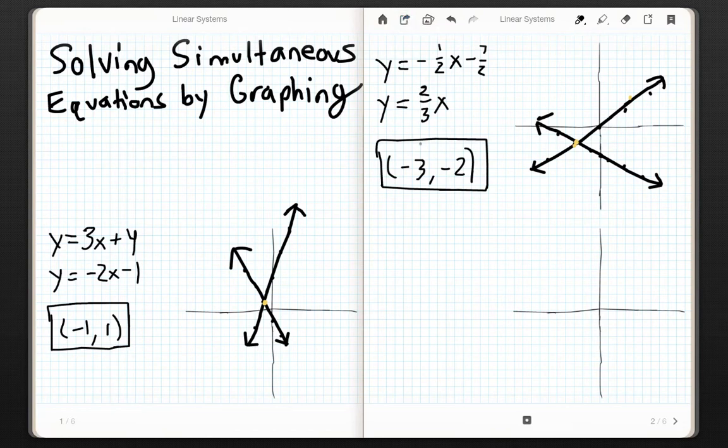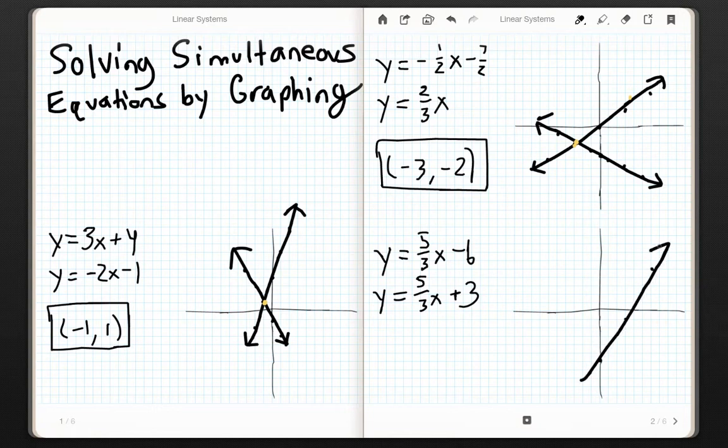Okay, now let's look at one more. Y equals 5/3 x minus 6 and y equals 5/3 x plus 3. So for the first one, we are starting at a y-intercept of negative 6 and going up 5, right 3, up 5, right 3. And now we start at 3 and go up 5, right 3.